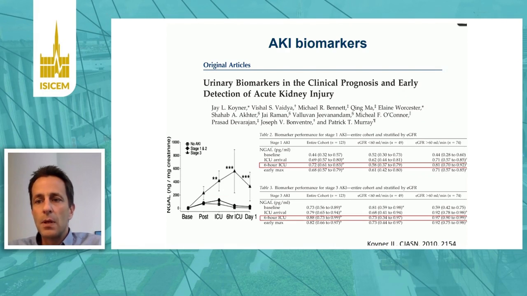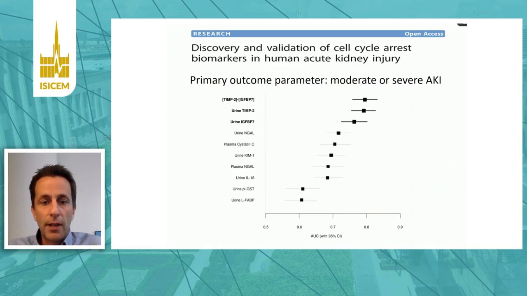In the next step, they wanted to look at the performance of NGAL in patients with normal kidney function and patients with impaired kidney function. Impaired kidney function was defined as a GFR below 60 mL per minute. And here they demonstrated that the performance of NGAL was significantly better in patients with normal kidney function compared to patients with reduced kidney function.